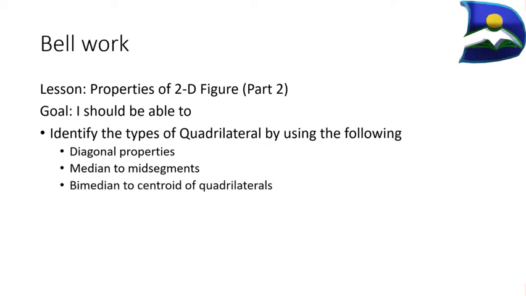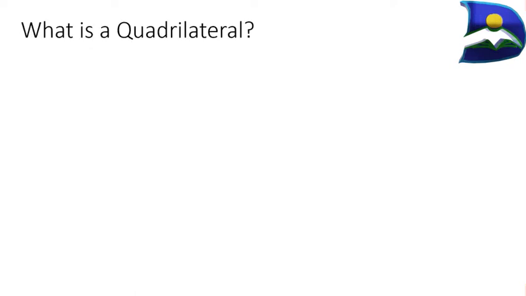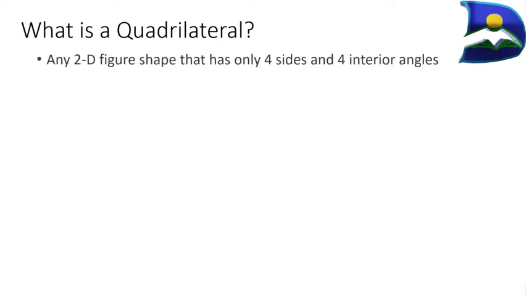So the big question here is, what is a quadrilateral? What a quadrilateral is, mainly, is noticing that you have 4 sides and 4 interior angles. These two must exist in any 2D figure for that to indeed be a quadrilateral.